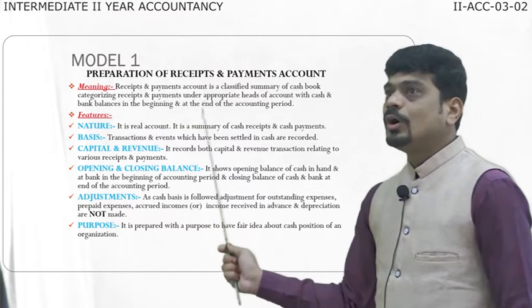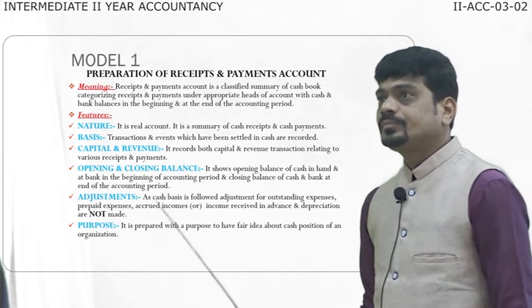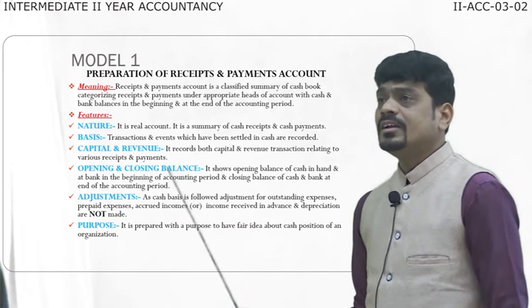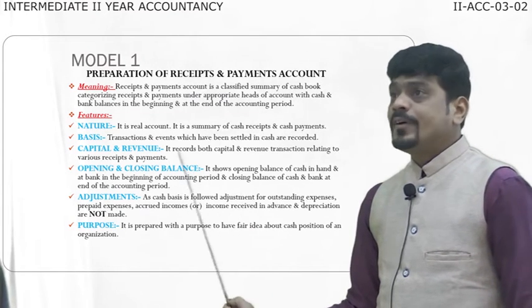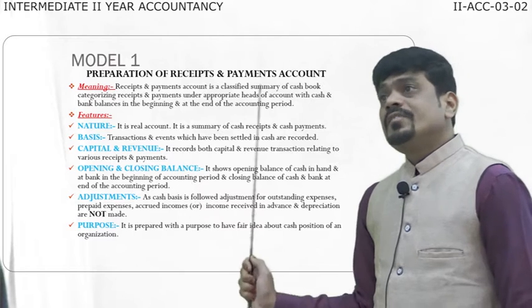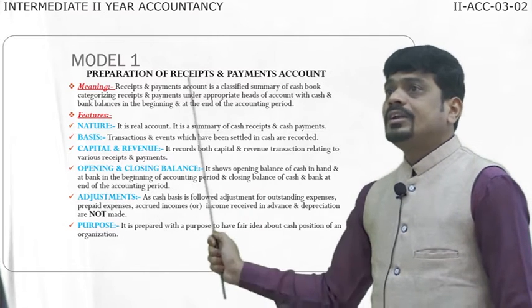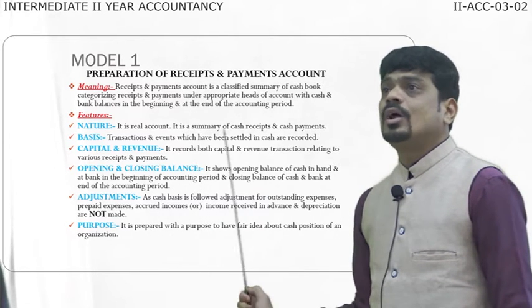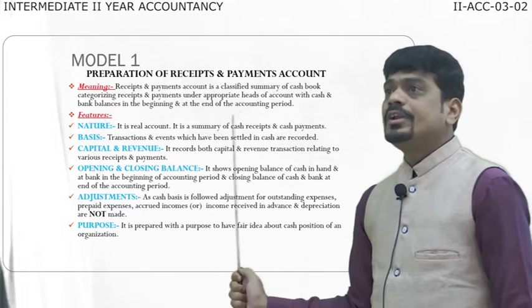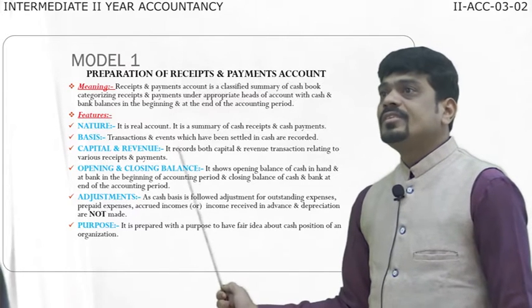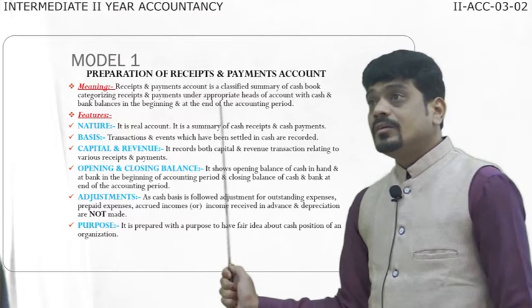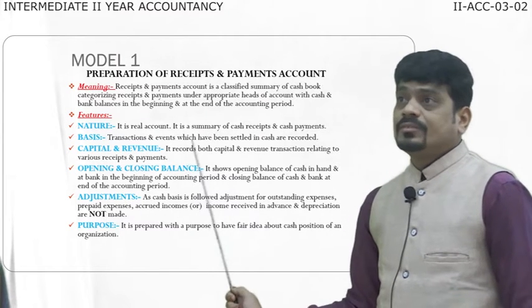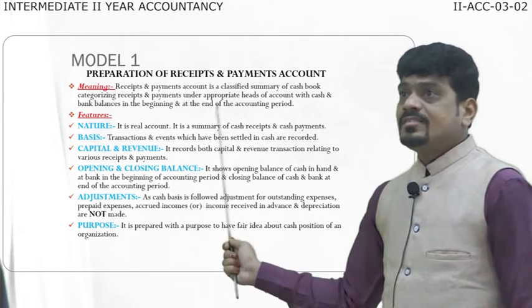So the first model which we can expect generally this year, specifically I am talking about this year, we can expect it for 5 marks. There are chances, whether chance is there or not, but it is important to know the subject called receipts and payments account. When you go to degree, this is the first topic which will be there for you again in the second semester.